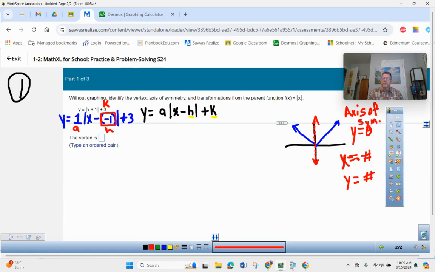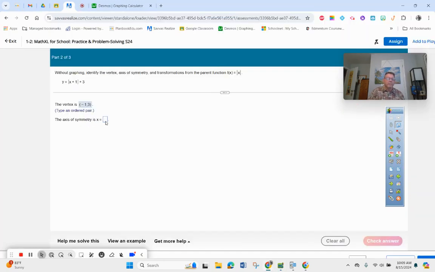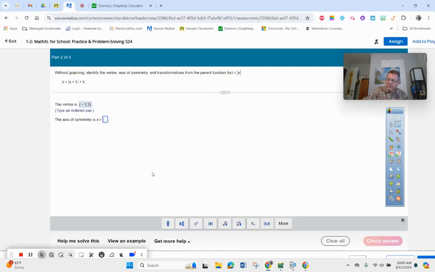All right, so let's go put that in. We said that it's always the x value of the vertex. So it's always x equals h. So this is (h, k), and this is x equals h for the axis of symmetry. All right, now let's check that answer.